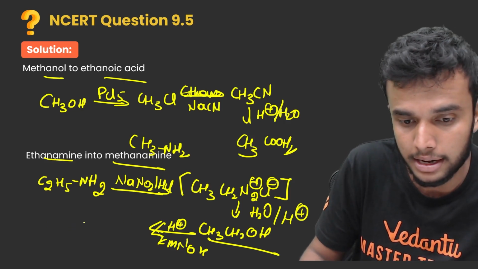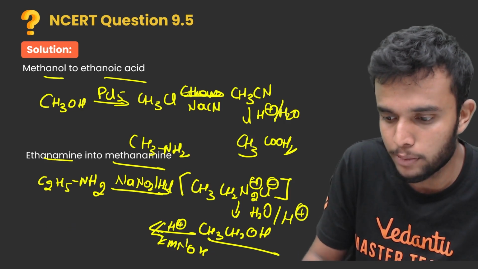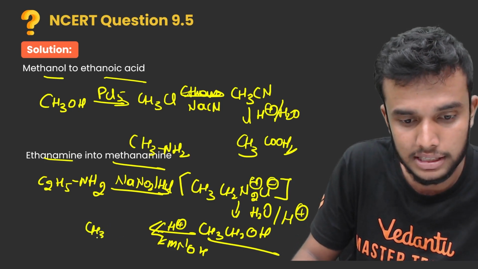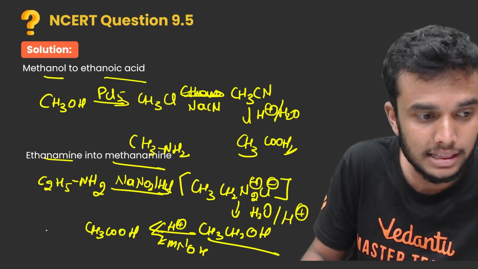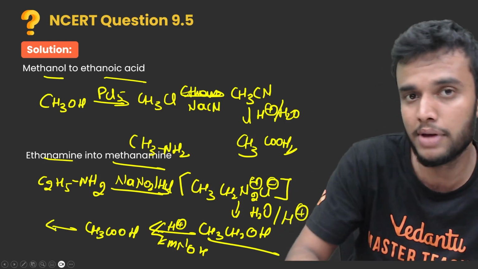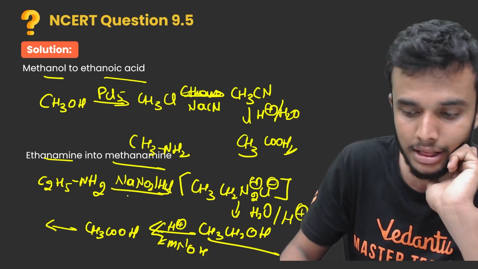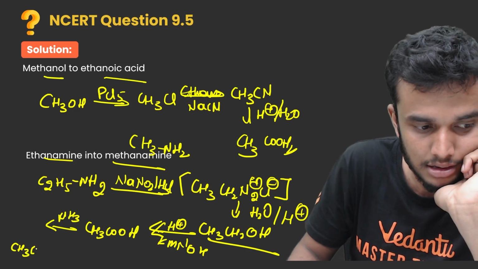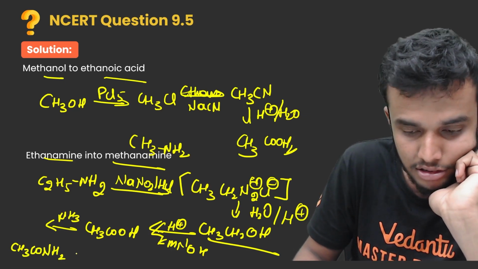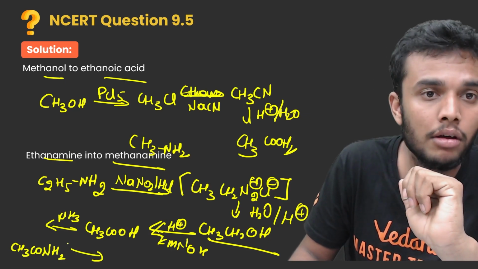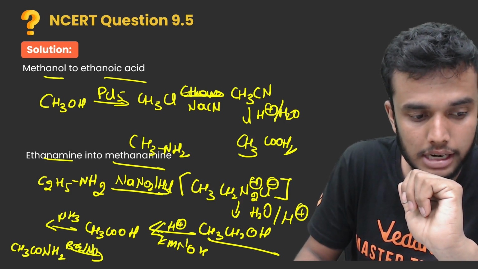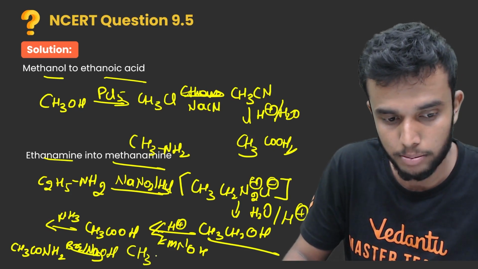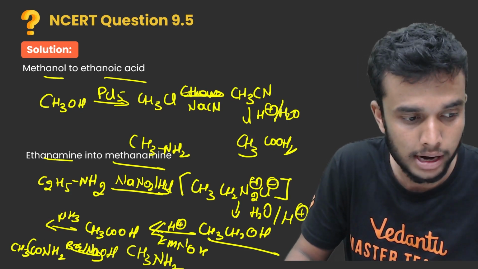Ethanol to methanamine. If we convert like this, CH3COOH, next step we already discussed previously. It is reacted with NH3 excess. Then we get CH3CONH2. Then last step, students, what is the last step? Bromamide reaction, Br2 NaOH, to the final compound methanamine CH3NH2. Yes, the CO group gets removed.